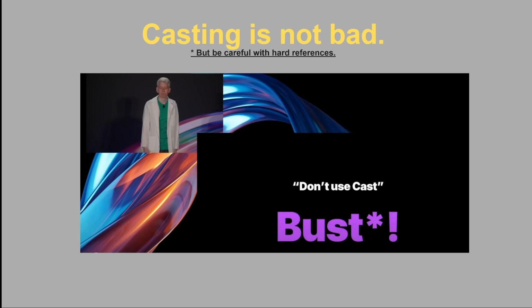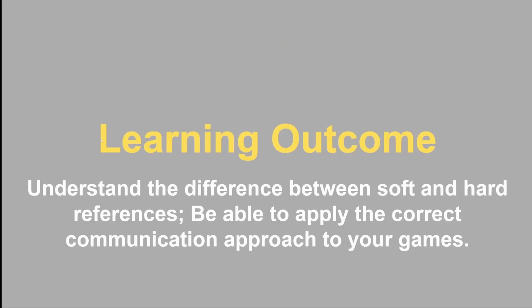So if we go back to the very start, look at the learning outcome: understand the difference between soft and hard references, and be able to apply the correct communication approach to your games. Hopefully you now understand the difference between soft and hard references and when to use them, and some approaches you may want to take. And the diagram is a really useful approach. I will link additional resources at the bottom of the video, some Epic content in terms of event dispatchers and blueprint interfaces. I'll also link Ari's video, and Tom Looman's site is really good if you are going down the C++ route.